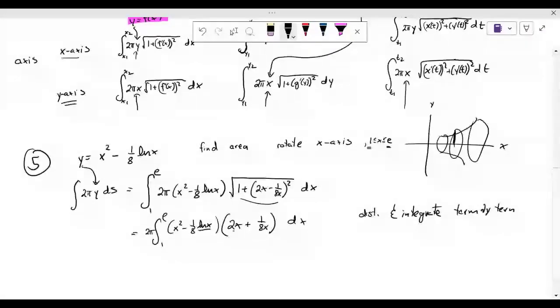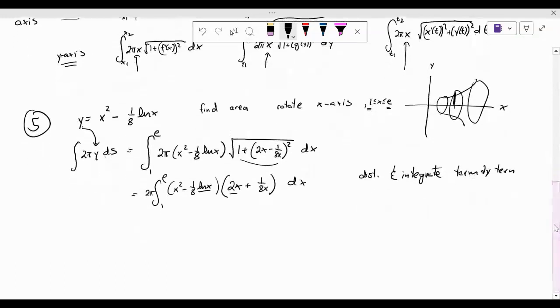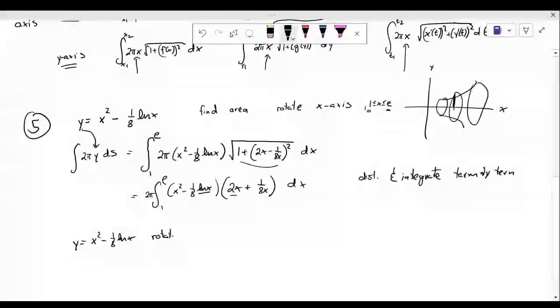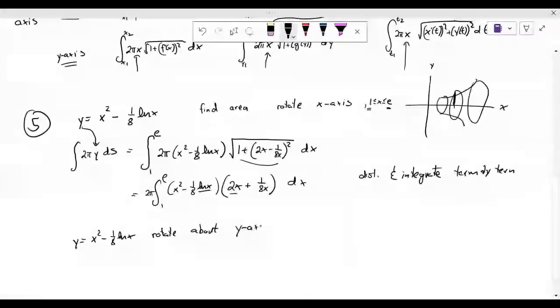I believe you would get something like log of x times x. So that's the integration by parts. Okay. All right. What if instead you took the same curve but rotated about the y-axis this time? Right, and x is still from between 1 and e.